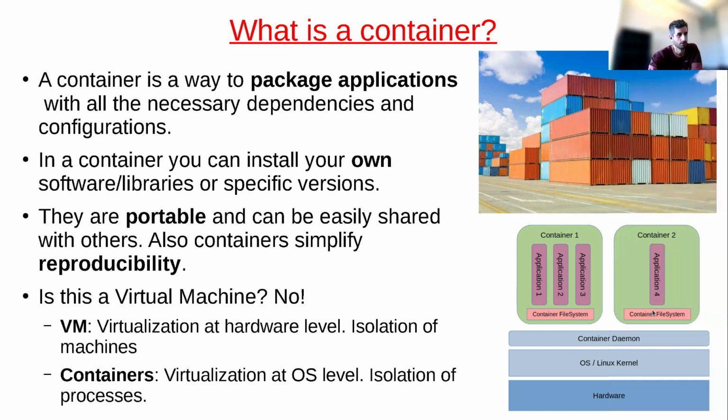So on the right, I show you here a schematic of containers. You have the hardware, your OS kernel, and then some container daemon like Kubernetes, something like that. Then you have your containers on top of that. They can run several applications or just one, for example, like this second container, and they have their own file system they can access, and they are independent.